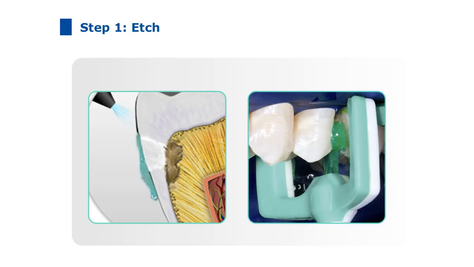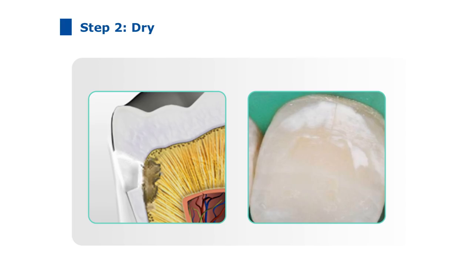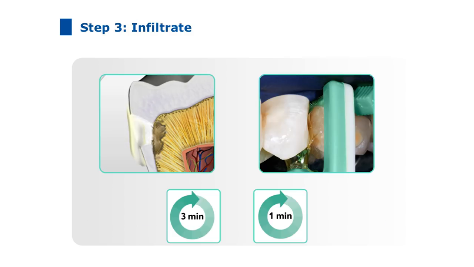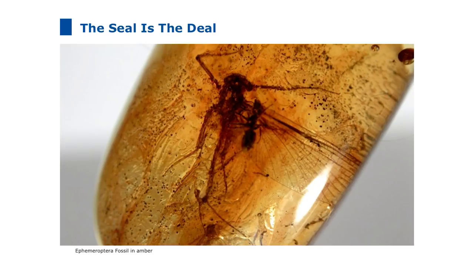So the first step, as we've seen, is an etching step. We etch that top layer away, we gain access to the lesion, we dry the lesion, which is very important to gain access to that porous system, and then we infiltrate it with this resin and we light cure it. That's basically it.